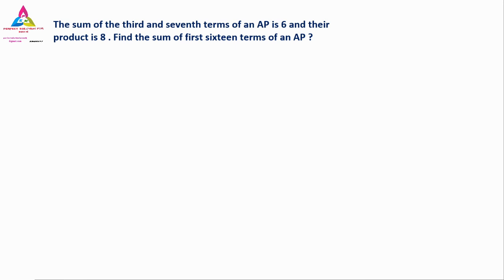Let us solve now. Here they have given the sum of the third and seventh term, so they have used the word sum. When you see sum, you will think that it is Sn. Actually, it is not the Sn form. They have given the sum of the third.